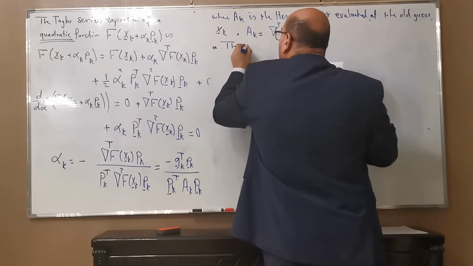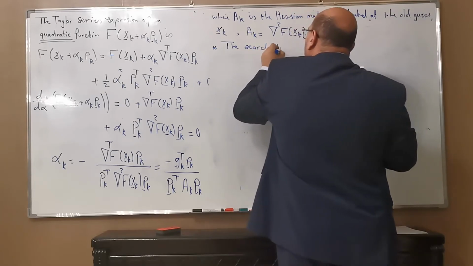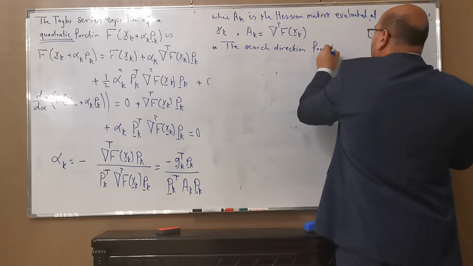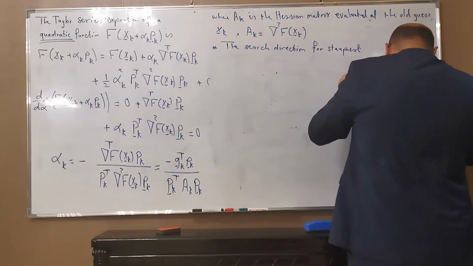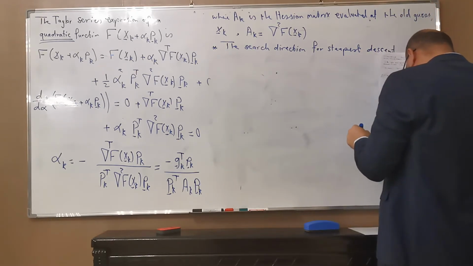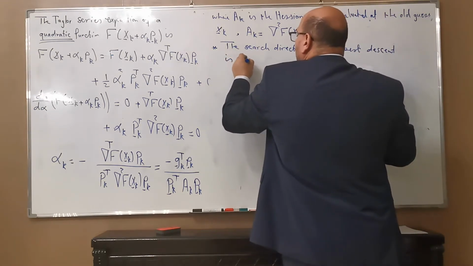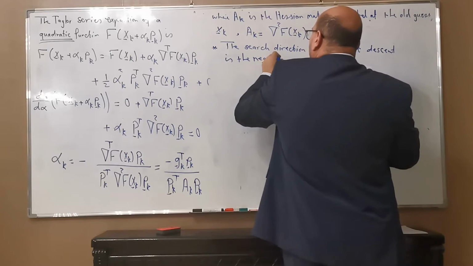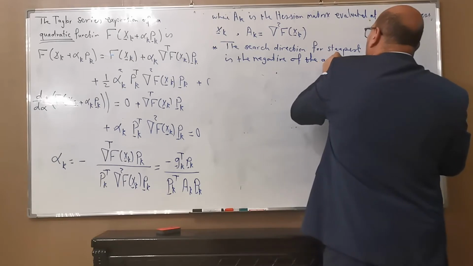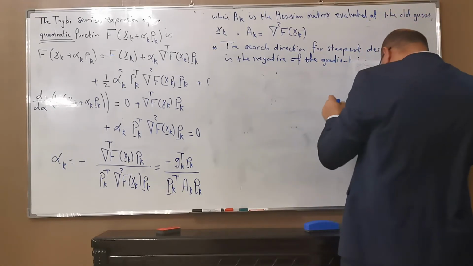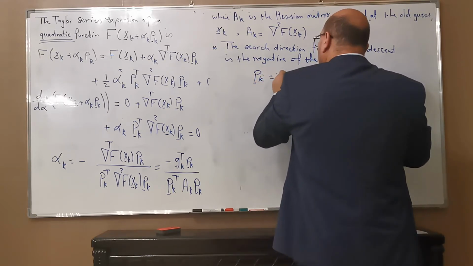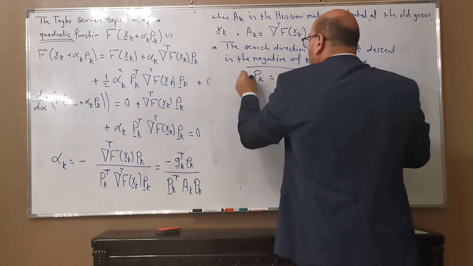The search direction for steepest descent is the negative of the gradient, i.e. pk is equal to minus gk.